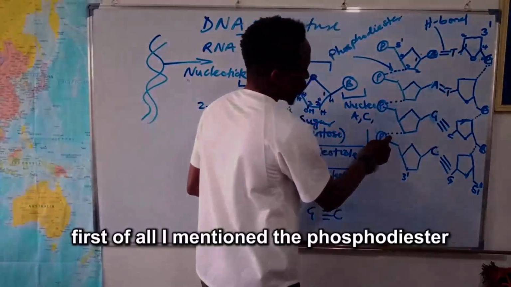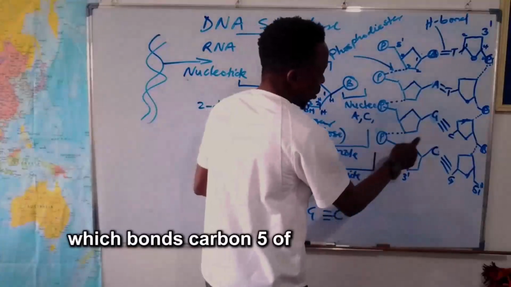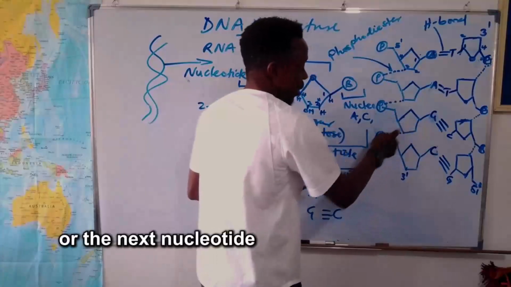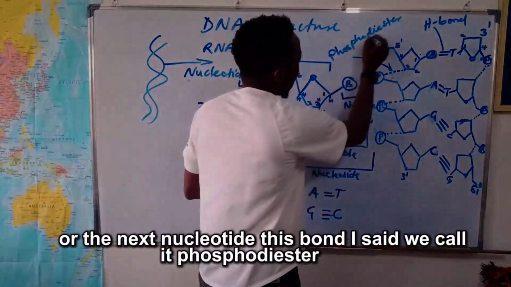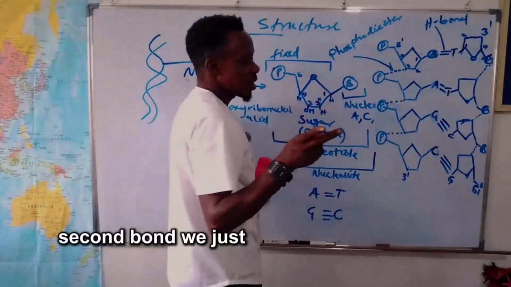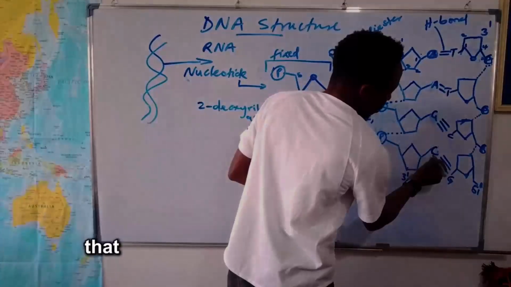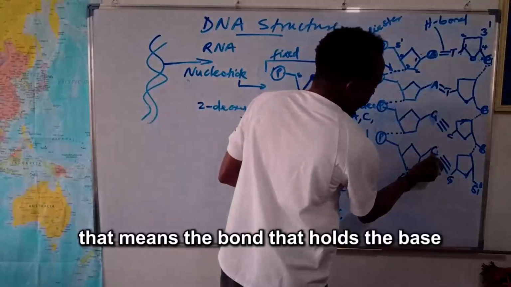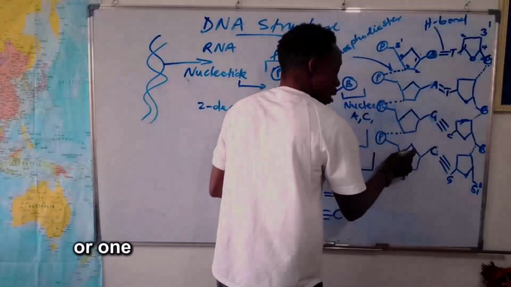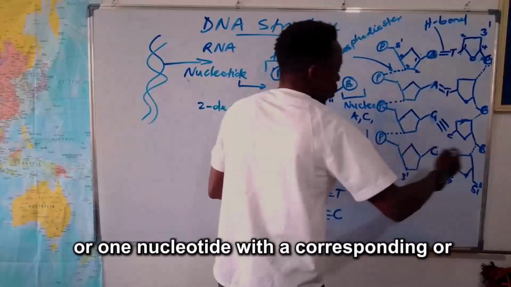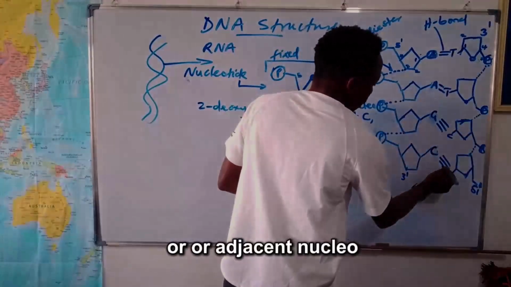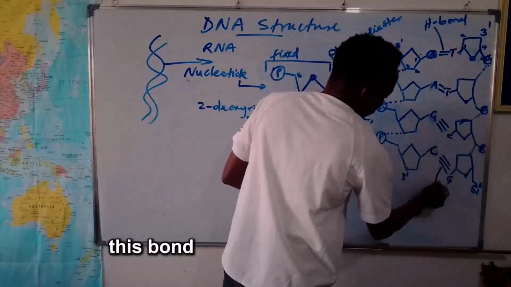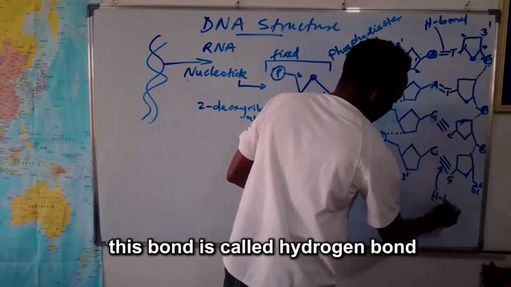So there are basically 3 kinds of bonds here that we might identify. First of all, I mentioned the phosphodiester bond, which bonds carbon 5 of one nucleotide to carbon 3 of the subsequent or the next nucleotide. Second bond we just identified now is the bond that holds the 2 strands together. That means the bond that holds the nucleobase of one strand with the corresponding nucleobase from the other strand. This bond is called hydrogen bond.